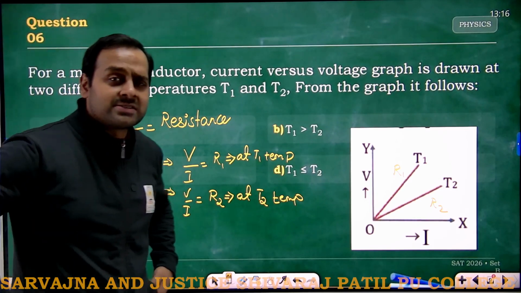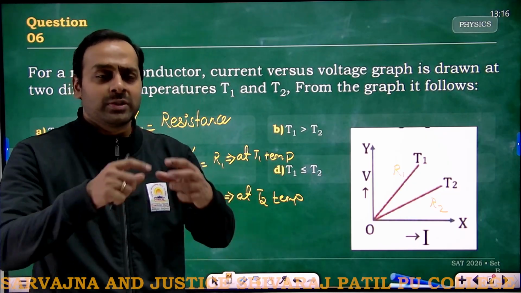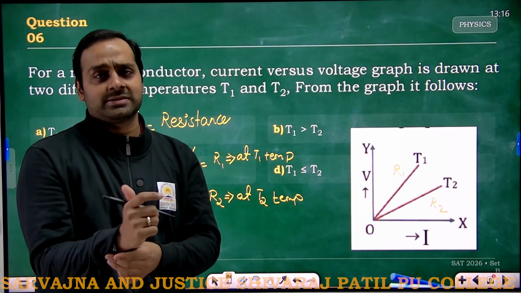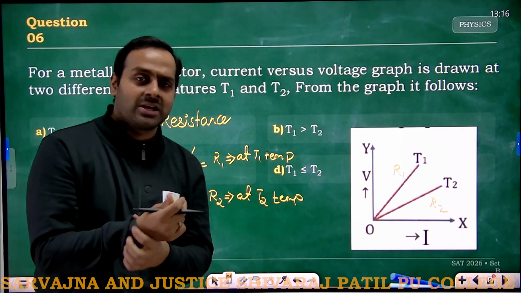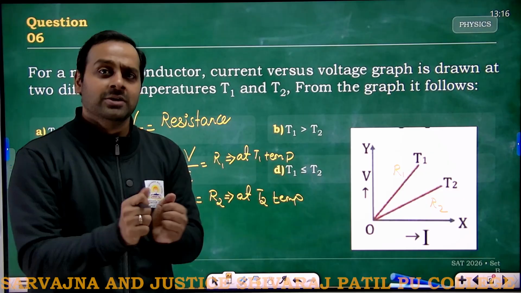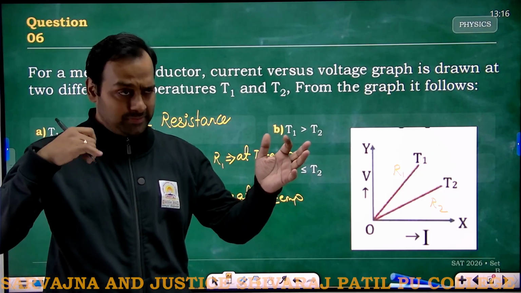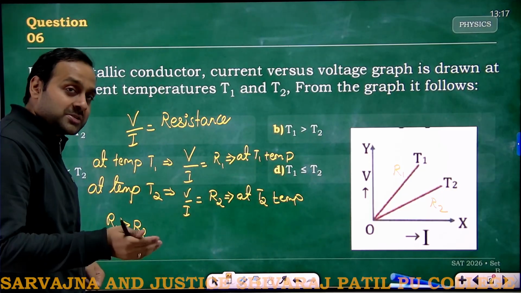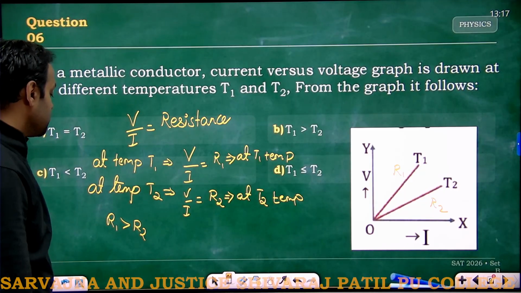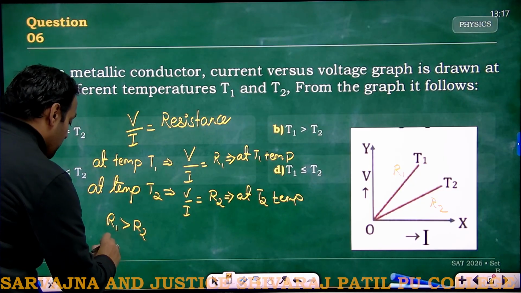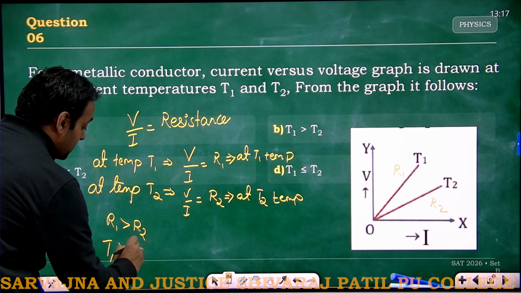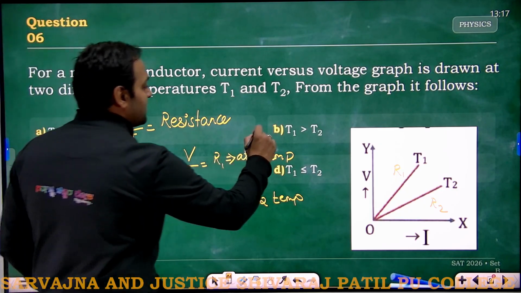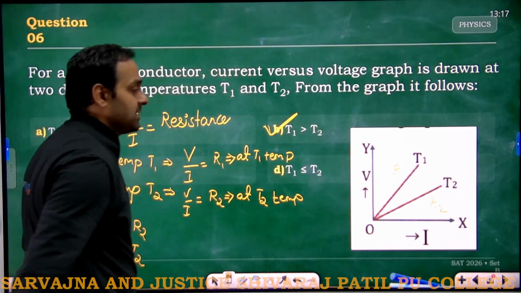Now you know that resistance is directly proportional to temperature. In a metallic conductor, when temperature increases, its resistance also increases. Why does it happen? Because there is a lot of collision when the electron is traveling from one point to another point. So the resistance also increases. Since R1 is more than R2, we can say that the temperature T1 is more than the temperature T2. So therefore option B will be correct.